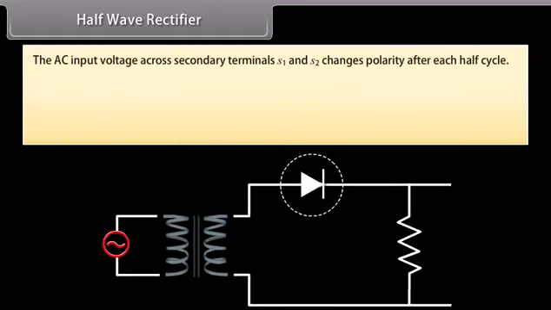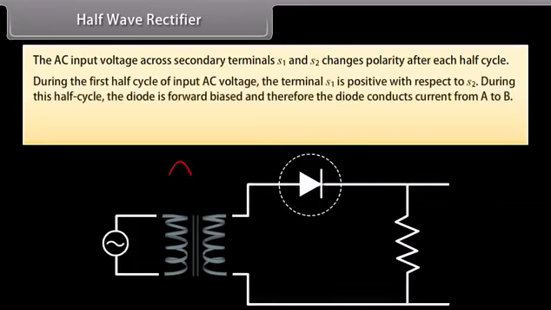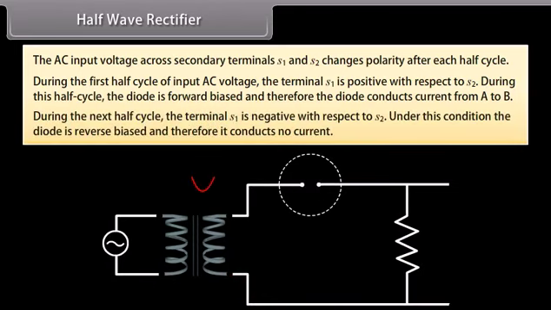The AC input voltage across secondary terminals S1 and S2 changes polarity after each half cycle. During the first half cycle of input AC voltage, the terminal S1 is positive with respect to S2. During this half cycle, the diode is forward biased and therefore conducts current from A to B. During the next half cycle, the terminal S1 is negative with respect to S2. Under this condition, the diode is reverse biased and therefore it conducts no current.